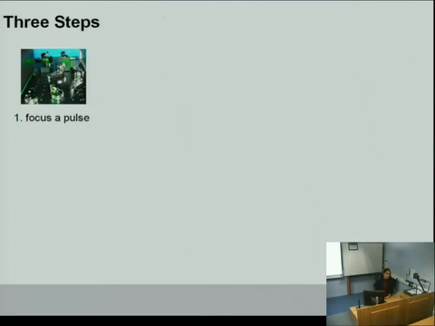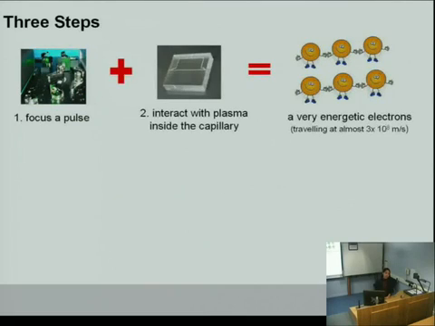So what do we need to do? First, we need to focus this pulse into the plasma inside the capillary. And what do we have? Upon the interaction, we will get very energetic electrons. When we say energetic electrons, it means that the energy of the electrons can reach really very high, such that they can travel at nearly the speed of light, which is approximately 3 times 10 to the 8 meters per second.